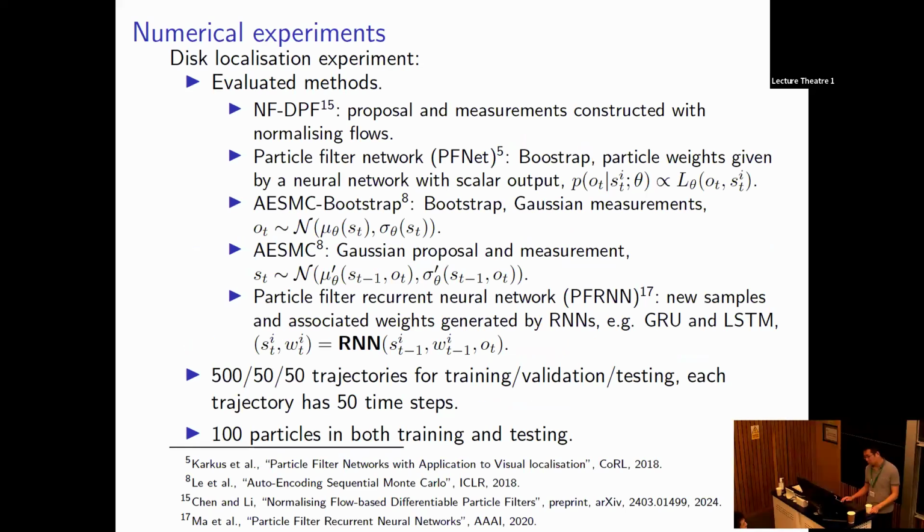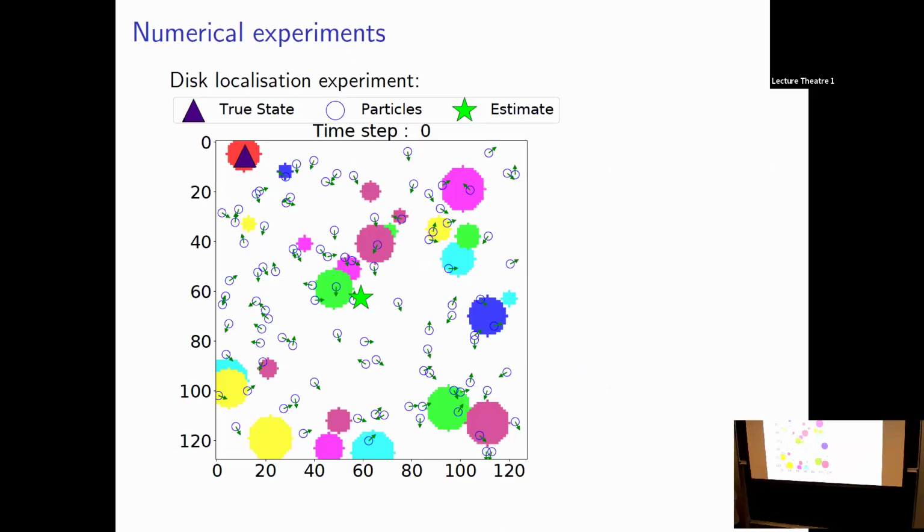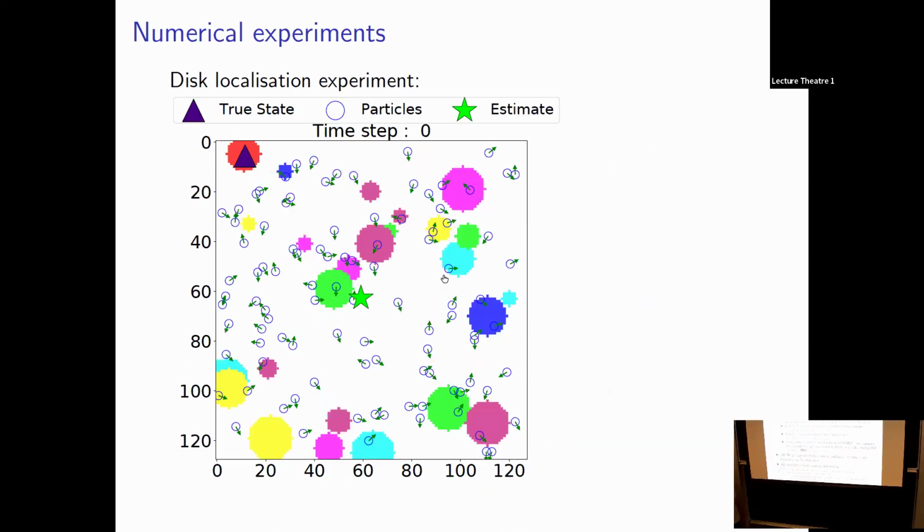We evaluate this with respect to a few methods. For training we use 500 trajectories, each with 50 time steps, then 50 and 50 for validation and testing, and 100 particles in both training and testing. There is an animation here. Initially you have your state, the ground truth, but we don't know about that. You spread the particles uniformly across the region, which is why they are everywhere, and this is your particle mean, which is distracted, so it's quite far from the true state.